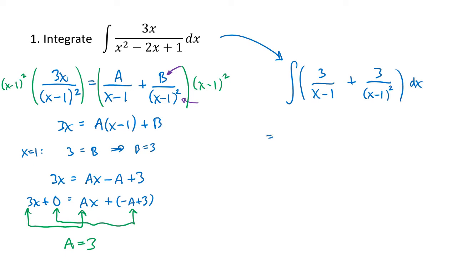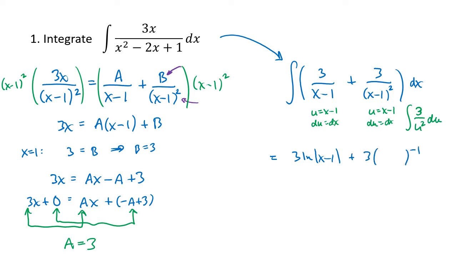Now that first fraction is going to be a simple u equals x minus 1 substitution. U equals x minus 1, du is equal to dx. So that's just going to give us 3 times the natural log of x minus 1. And then we do the same simple substitution for the second fraction, but that's not going to give us a natural log. That's going to give us the integral of 3 divided by u squared. That's 3u to the negative 2, which is going to be 3 times u to the negative 1. And my u was x minus 1. So that's what I get when I integrate that.